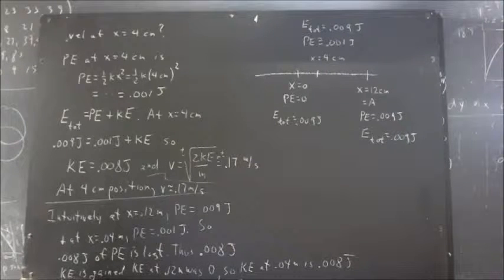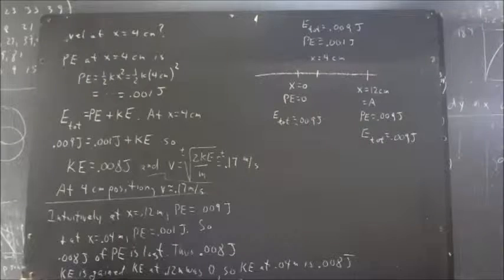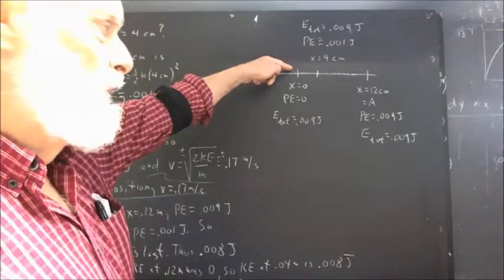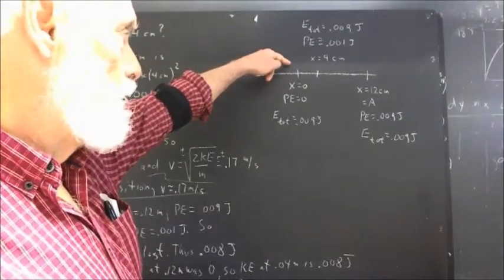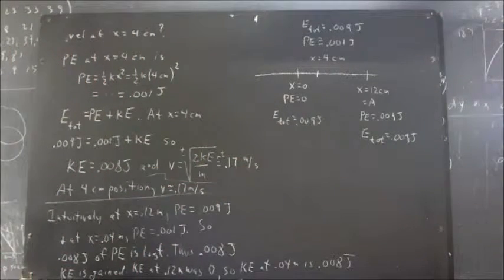Okay, now I don't have time to go back and correct. I think I might have said something wrong. I think I might have said the potential energy here is 0.009 joules when the kinetic energy is 0.009 joules at this point. So check me on that, but make sure you're clear on just how the energy behaves. Okay, so we get this.